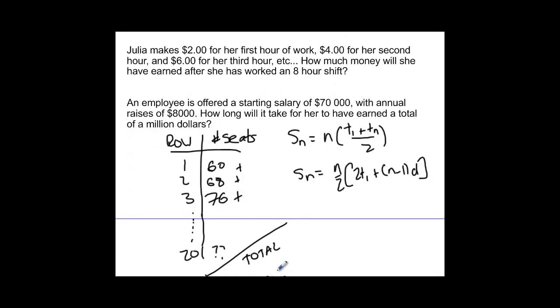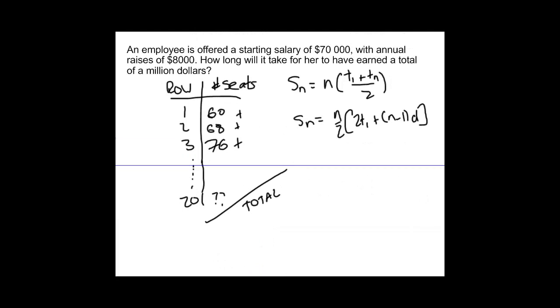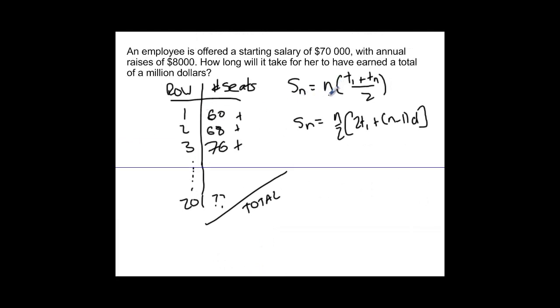So my question for you now is, which of these two formulas do we have the information we need to solve? Do we know n? And the answer is yes. How many rows are there going to be? There's going to be 20. Do we know T1? Yep, we know that. There's 60 seats in row 1. Tn, though, would be how many seats there are in that 20th row, and I don't actually know how many seats there are in row 20, so this formula right here is not useful to me. This one right here is useful to me.